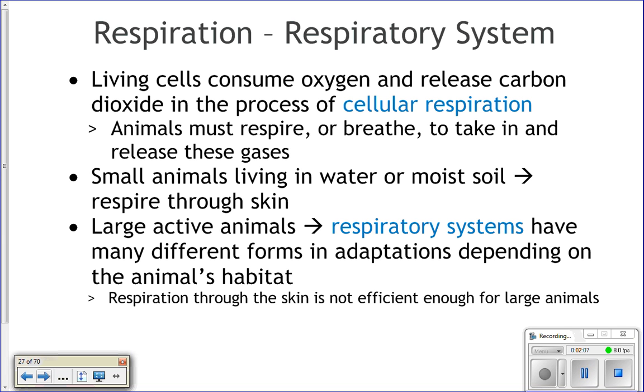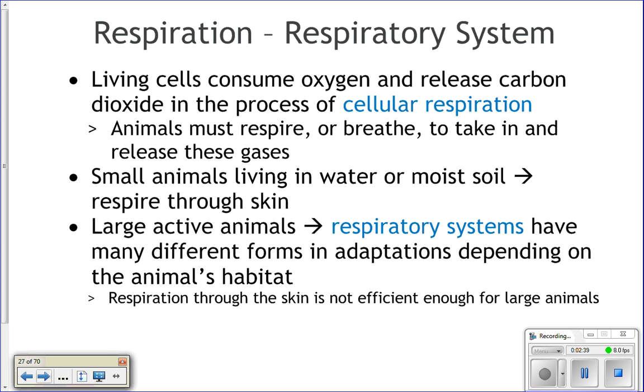Animals also have to be able to do respiration, and that will typically be in the form of a respiratory system. And why they need to be able to do respiration is because animals are made out of cells, and those cells are alive. And those living cells are going to consume oxygen and release carbon dioxide in the process of cellular respiration, because that is the process that they're going to use to get the energy to run the cell. And so in order to be able to do cellular respiration, they must have oxygen.